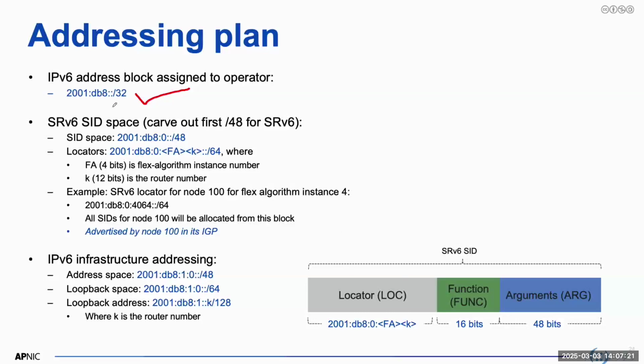So first we have a /32. Out of this, we can decide, okay, we will use a /48 for the segment routing domain. And within this /48, we can decide there could be a locator. Actually, this is our SRv6 ID. But within SRv6 ID, this is a 128-bit address.